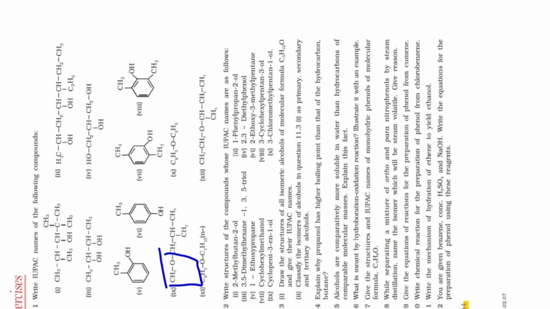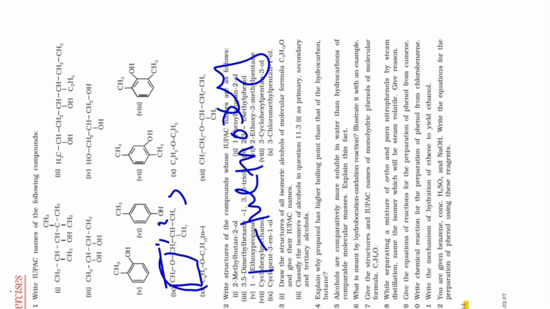Numbering will be started from where? It will start from 1, then 2, then 3. Clear? अब देखो यहाँ पर क्या है, 1 पे क्या है, मेथॉक्सी. I will write its name 1 methoxy. बेटा, this is a methoxy. फिर 2 पे क्या है, मिथाइल. 2-methyl. How many carbon is here? 3 carbon, propane. Clear?